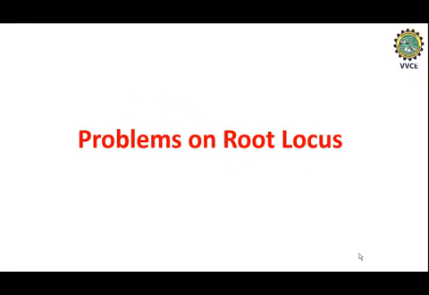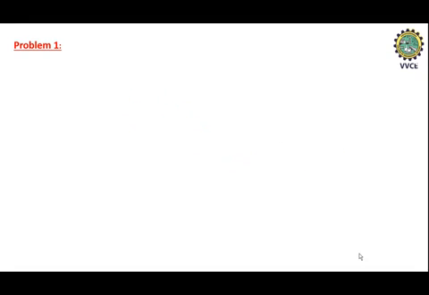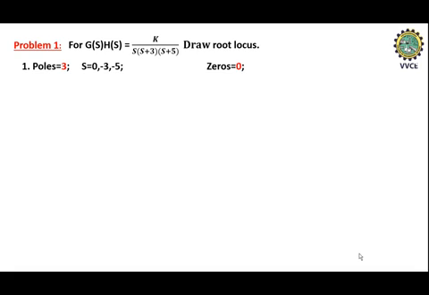Let us solve problems on root locus. Problem 1 is G(s)H(s) equal to K divided by s into (s plus 3) into (s plus 5). For this transfer function we need to draw the root locus. So let us find out what the poles and zeros are.